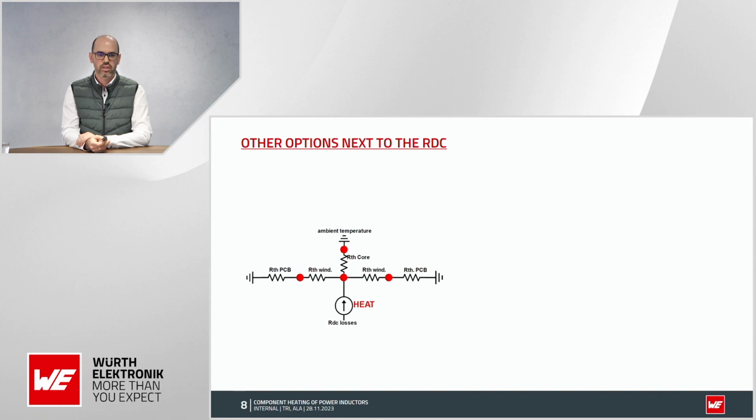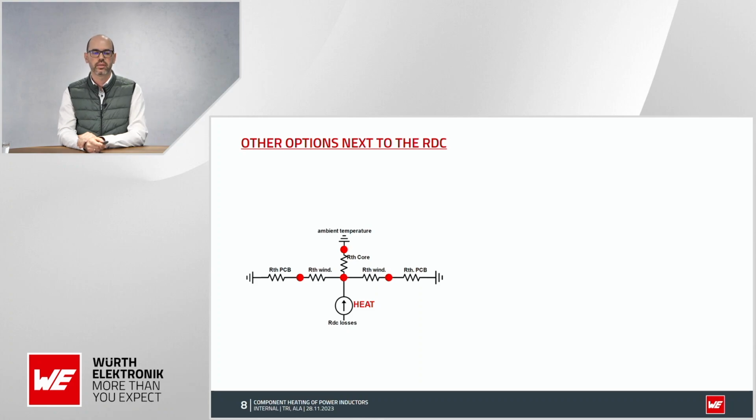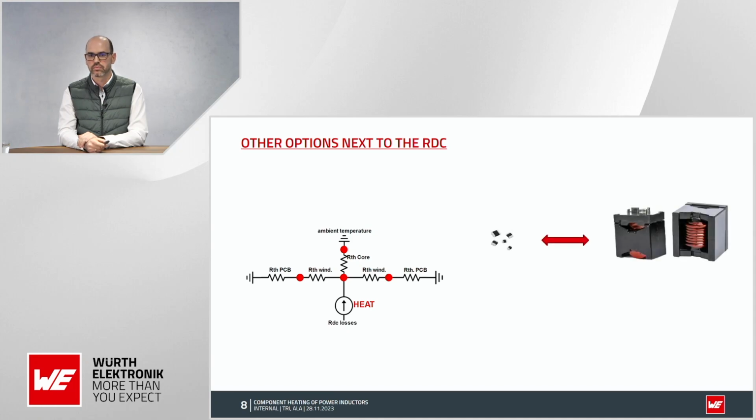For sure, one can be the connections to the PCB. Power inductors have two connections, the start-in winding and the end-of winding. Both are soldered somehow to the PCB, and depending on the wire diameter, the heat can be moved through these contacts into the PCB and the layout. Another way is also to move the heat over the surface to the ambient. So these are the main ways where the heat is distributed.